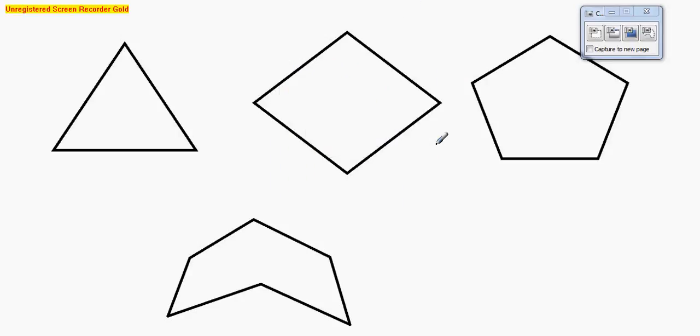Alright, so this is the first video on interior and exterior angles. And this video is going to only address the interior angles. The difference between an interior and exterior angle is that interior angles are on the inside of the polygons, whereas exterior angles are on the outside of polygons. So all these angles, this right here would be an interior angle because that's on the inside.